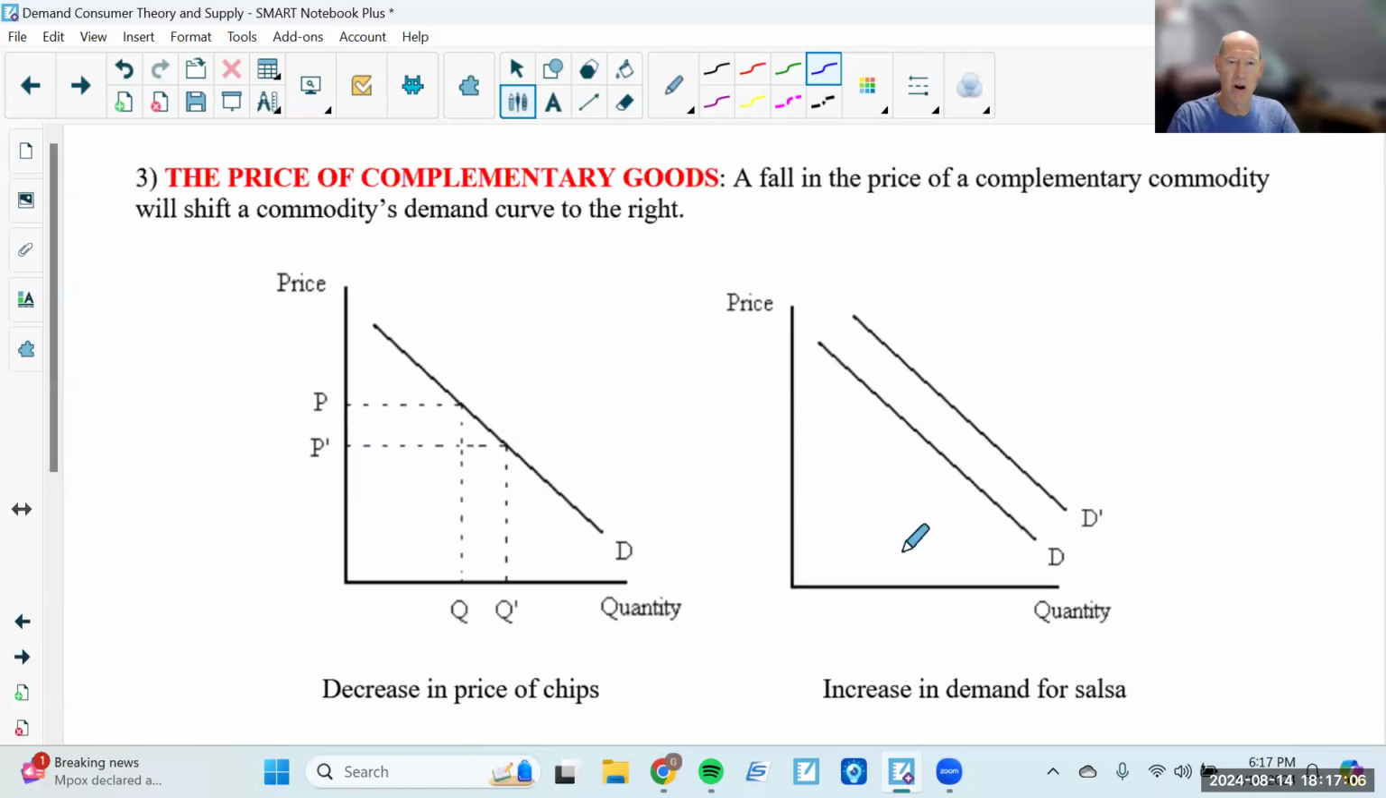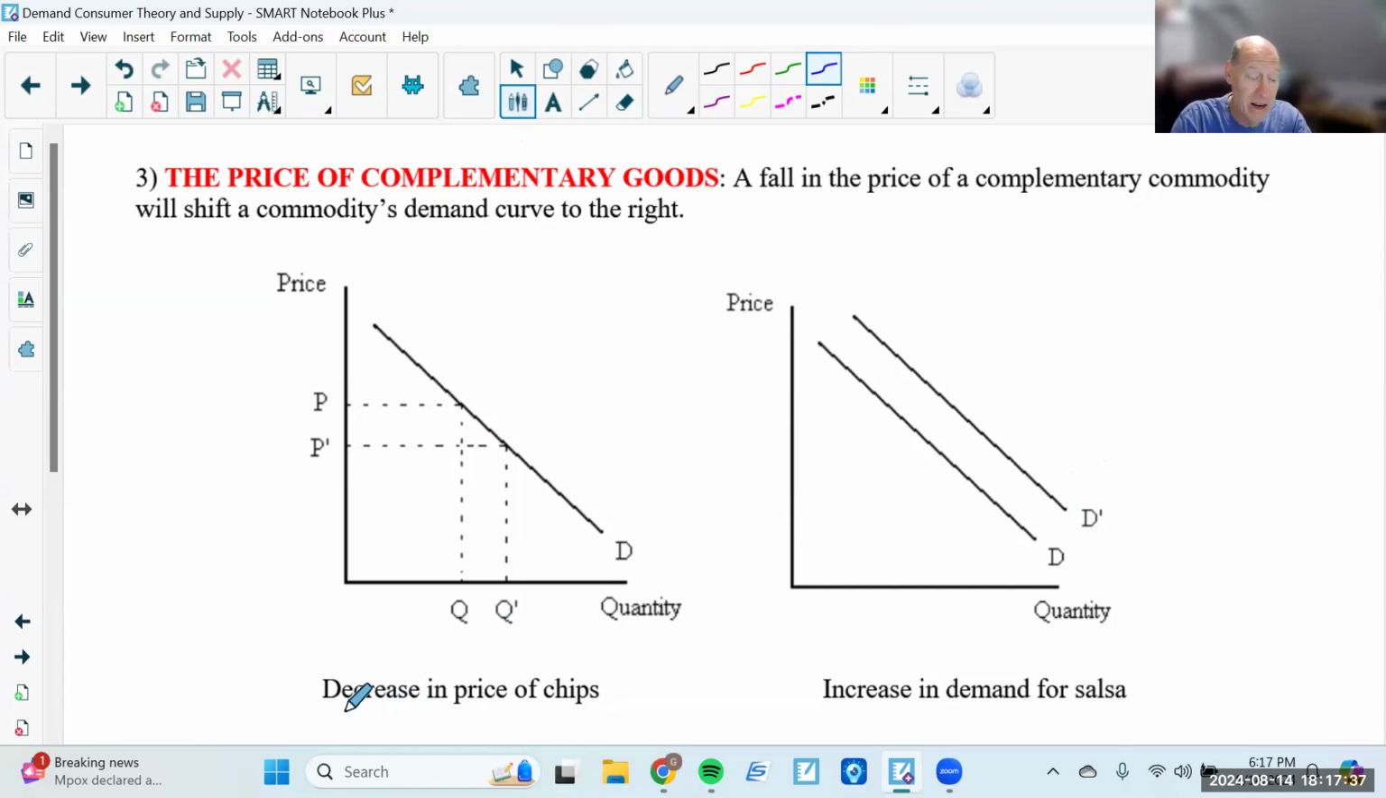Next one, this one is a little harder. The price of a complementary good. This is the price of a good that complements or goes with this product. Peanut butter and jelly, bacon and eggs, green eggs and ham. Those are all complementary goods. And I use the ever popular chips and salsa for my example here. What happens is the price of one good is going to change, and it's going to affect the demand for another good.